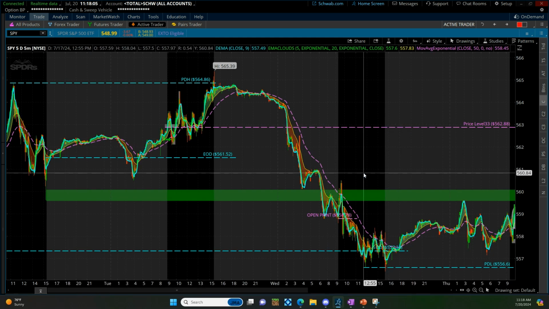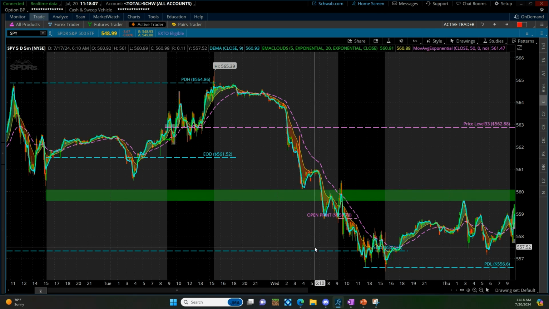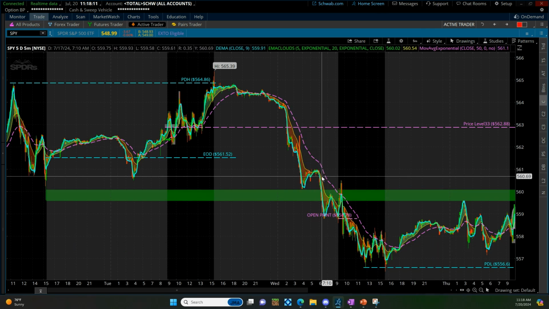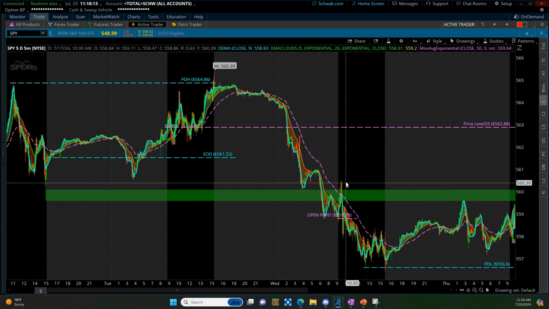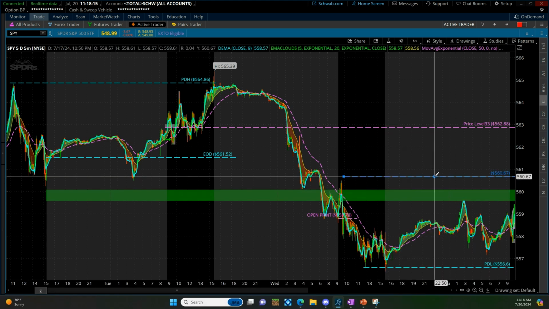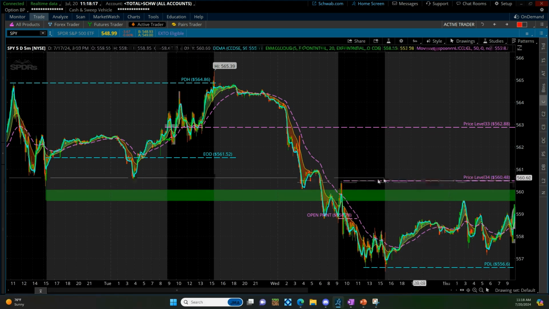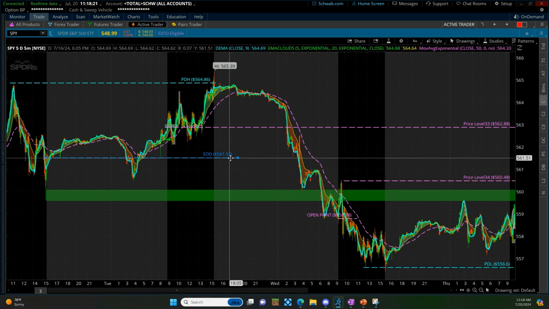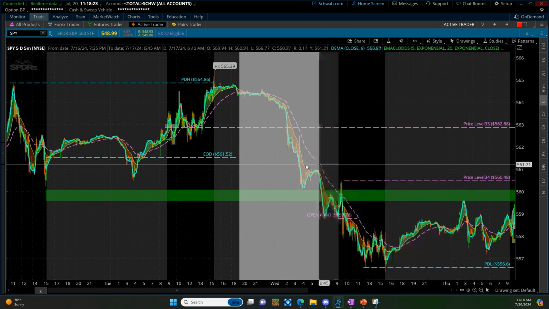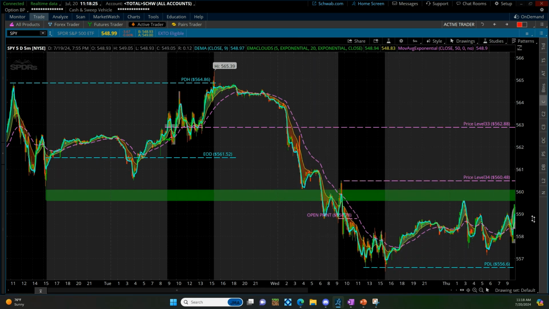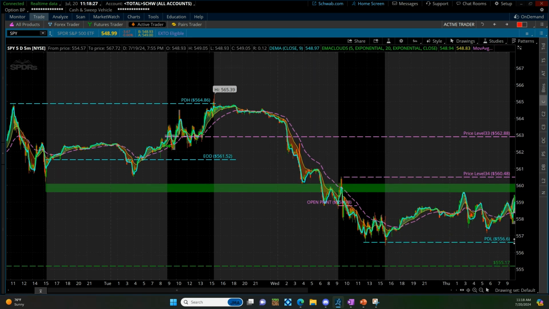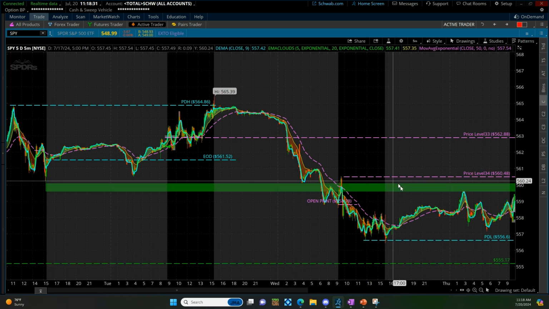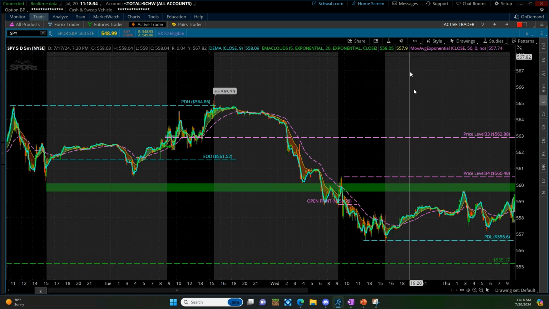Real basic market structure 101 right here. If we could get bullish above this, I want to target previous day high, and then maybe this level right here, 56152. But if this level can't hold, I want to target previous day low, and then 55517. So that's my pre-market plan.